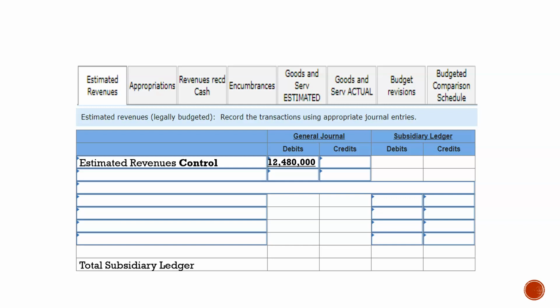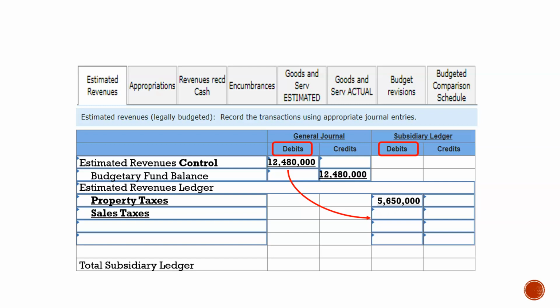So we have increased our estimated revenues with the debit. We are going to increase our budgetary fund balance with a credit. Essentially that budgetary fund balance is our equity account, right? It's our revenues over our expenses, so our estimated revenues in this case over our appropriations. Right now we don't have any appropriations, it appears, so we're going to immediately increase our budgetary fund balance by $12,480,000.